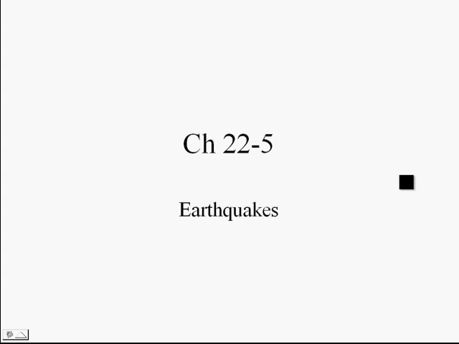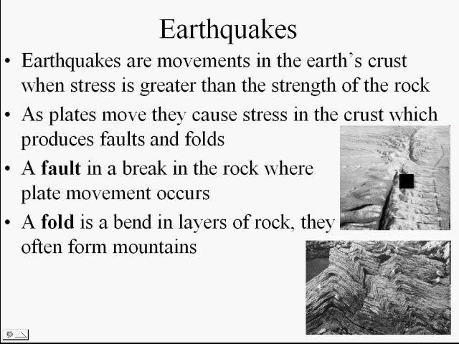Chapter 22, Section 5, this is on earthquakes. So, we talked about seafloor spreading, and when seafloors spread, they're making the ocean bigger. The Atlantic Ocean is getting bigger. That means somewhere away from the Atlantic Ocean, plates must be hitting each other and getting smaller, since we know the Earth is not increasing in size. Where these plates are hitting, earthquakes occur.